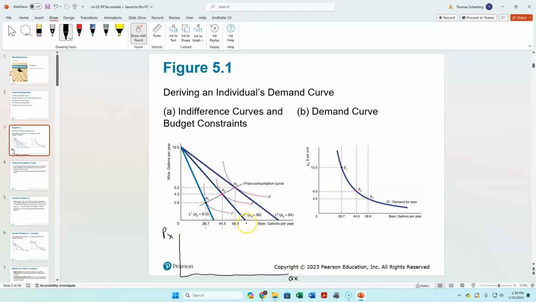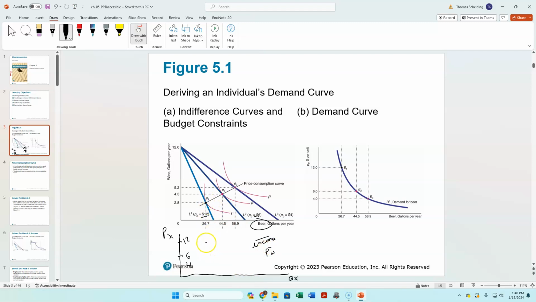Okay, so notice here that the price of the good on the x-axis, beer, I don't know why they use beer, it makes the author, I think, seem cooler than he really is, is going from 12 to 6 to 4. Along these curves, the income is constant and the price of wine is constant.